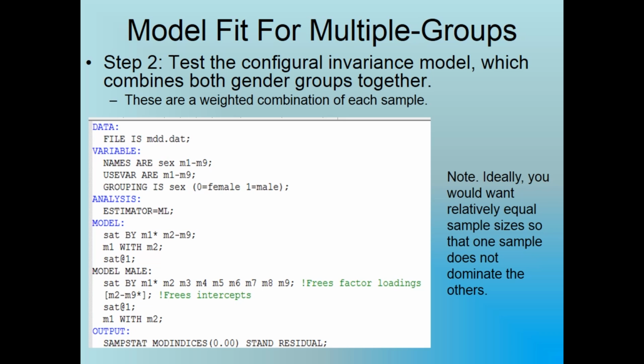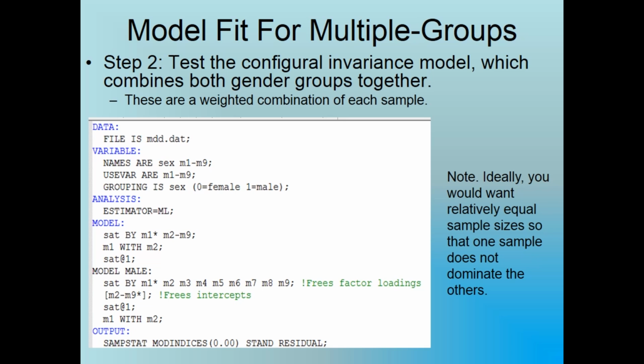The difference is, for the males, I have to tell Mplus to estimate those intercepts. It's important to note that by default, Mplus will fix the factor loadings and thresholds to be equal across groups for the second group, in this case our males. So I have to tell it to estimate the factor loadings and intercepts. If not, it will fix them to be equal or invariant across both groups.